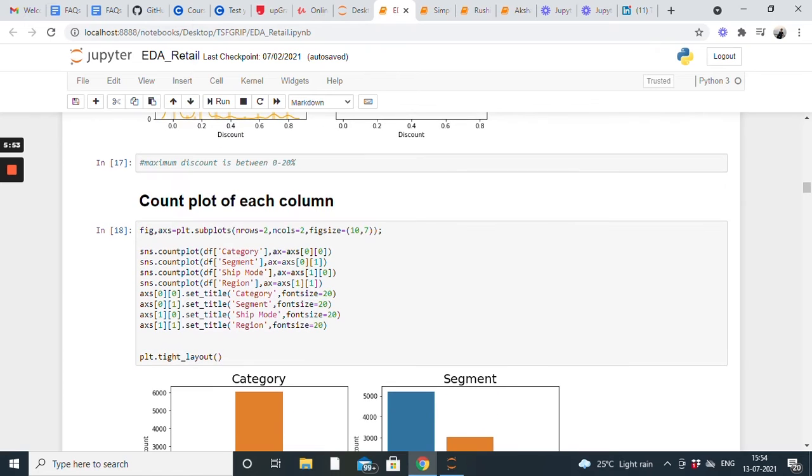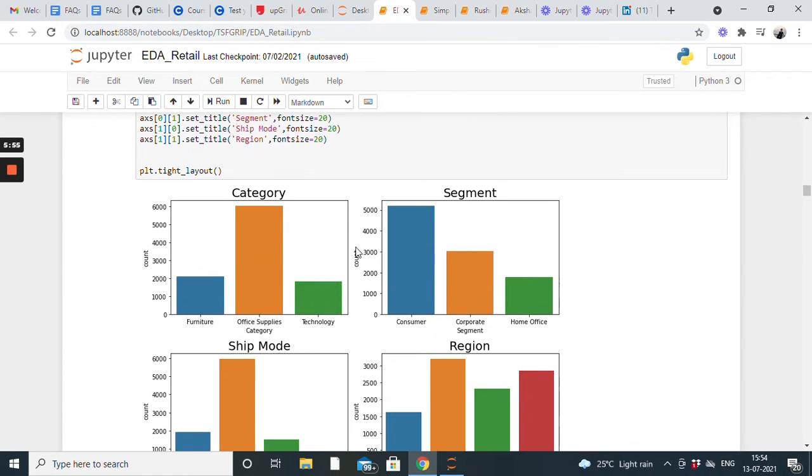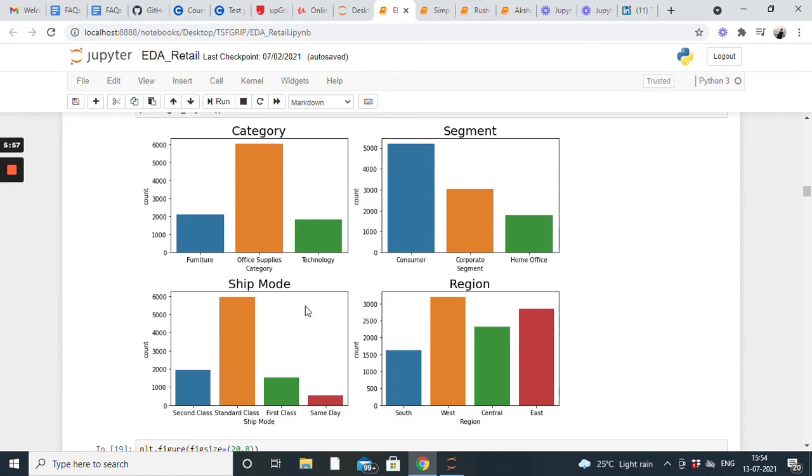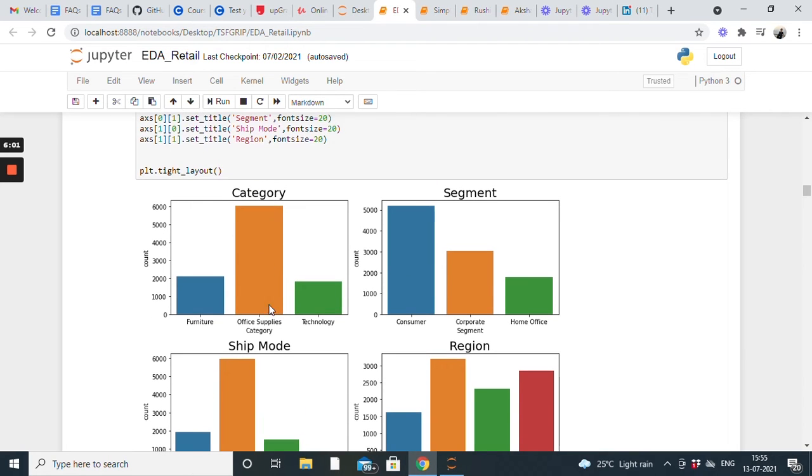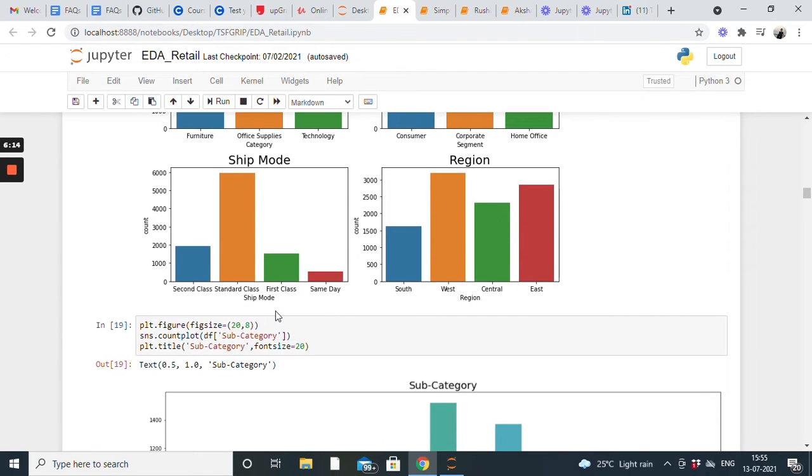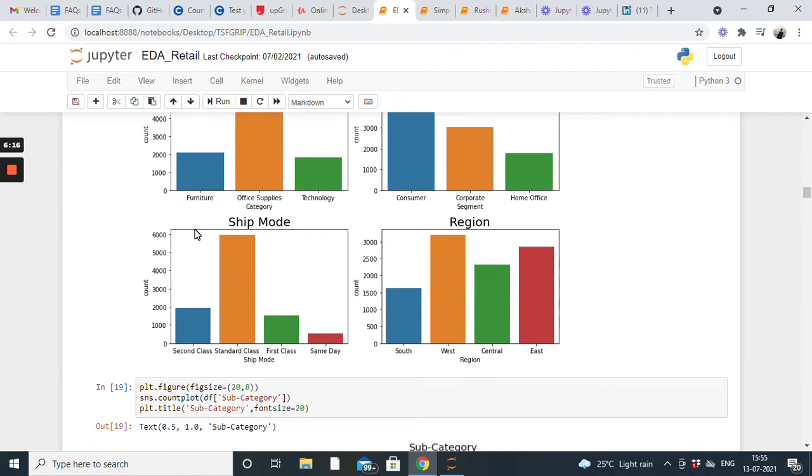Here he already plotted the count plot for the category, the segment, the ship mode and the region, right? From category, the count of office supplies is very high. It's the highest in the segment. Consumer segment is having more counts. In the ship mode, standard class is the highest value, having more counts, right? And in the region, west has the highest count, right?